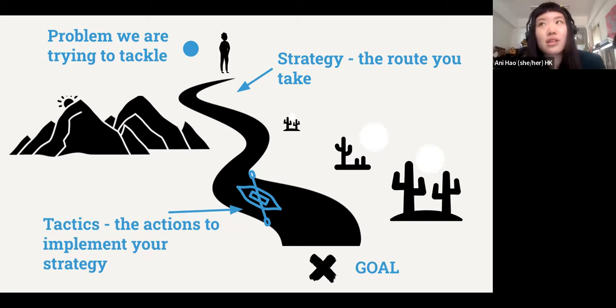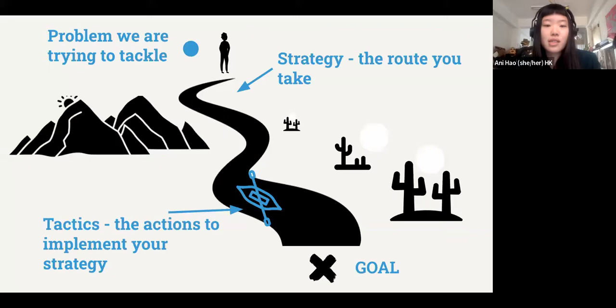I think that's actually a great metaphor for most organizations. They think that they need to get down to the end of the road. And I would say, well, the problem is, where do you want to go, actually? It's not just where you think that you have to go. It's where do you want to go. And the problems could also be the obstacles along the way. So the strategies are the route that you take, and the tactics are the actions to implement your strategy.